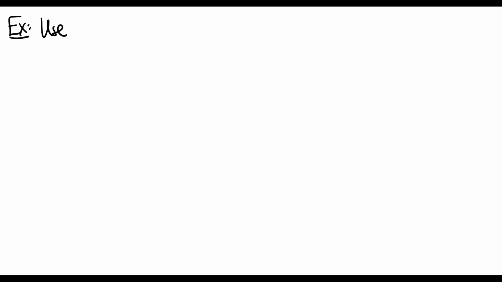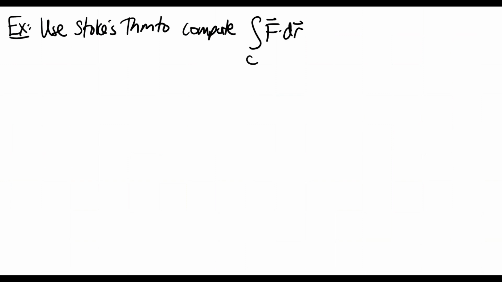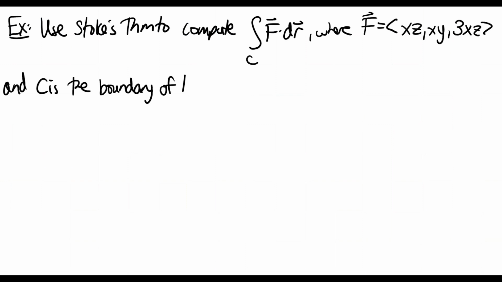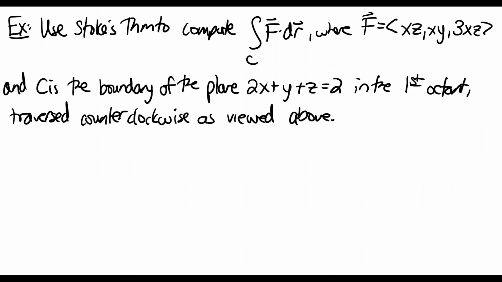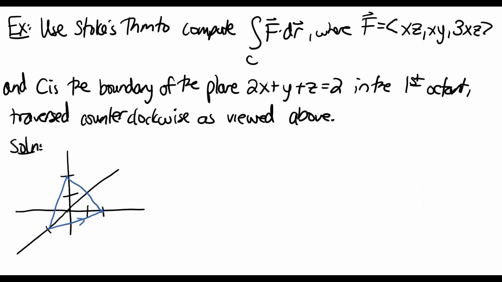Suppose we want to evaluate the line integral of the vector field F along C, where F equals (xz, xy, 3xz), and C is the boundary of the portion of the plane 2x plus y plus z equals 2 in the first octant, traversed counterclockwise as viewed from above. Let's first draw C. C is the triangle with vertices on the axes, x equals 1, y equals 2, and z equals 2. Notice that if we wanted to compute this as a line integral, we'd have to do 3 separate line integrals and add them up.